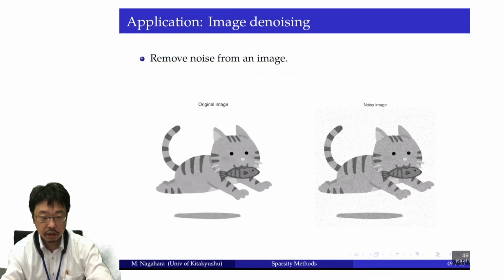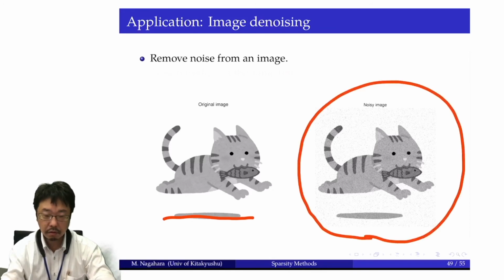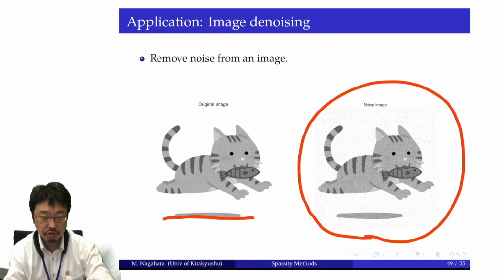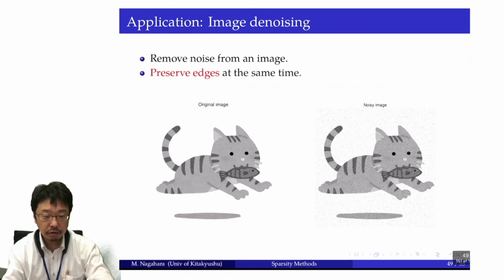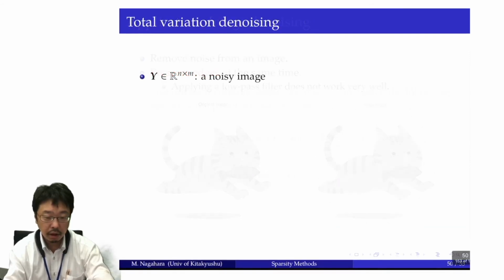Now, let's consider a real application of generalized LASSO, namely image denoising. We have an original image of a cat and the noisy image here. The purpose is to remove noise from this image. We also need to preserve edges at the same time, since applying a low-pass filter does not work very well in this case. Let matrix Y be a noisy image.